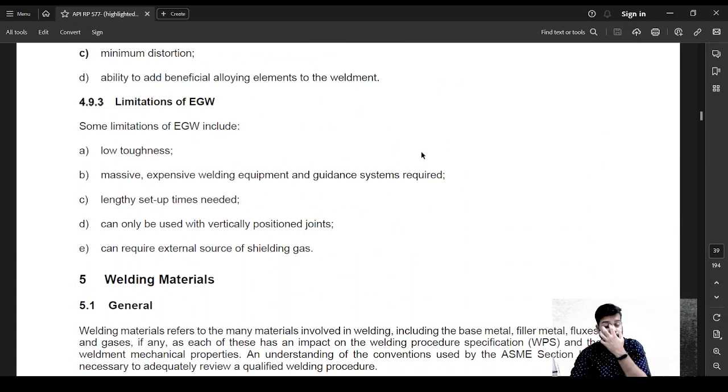So this was all for section 4. In section 4 we have seen the commonly used welding processes, what some of their functions are, and what some of their advantages and limitations are. Now in the next video we'll go for section 5, which is going to be welding materials. What are some base metals that are used, what are some filler metals that are used, what are some ancillaries that are used during the welding process. We'll talk about those. Okay, this was all for this video. Let's meet in the next video with section 5.